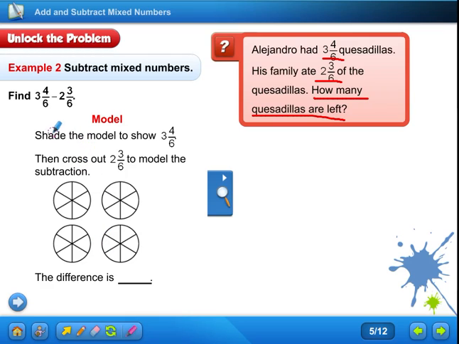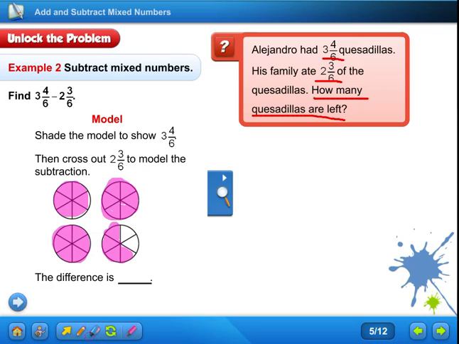So we're first going to shade the model to show 3 and 4/6. So 1, 2, 3, because we have 3 wholes, so we need to shade just 3 whole. These are supposed to be quesadillas together. And then we need to do 4/6. So we need to do 1, 2, 3, 4. 3 and 4/6. That's what I just shaded in. 1, 2, 3, and 1, 2, 3, 4 out of 6.